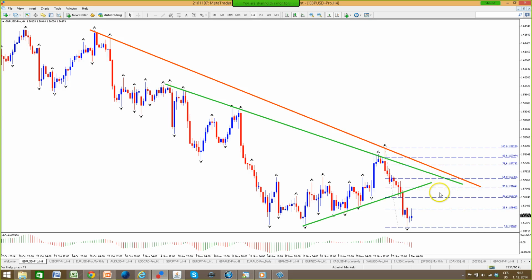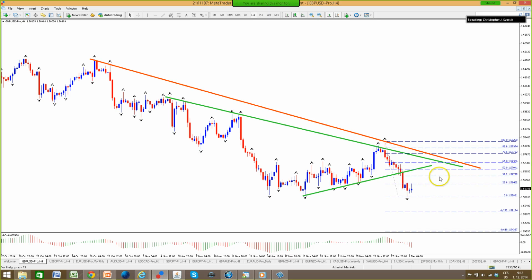Now, what if price doesn't get into my zone? What if price doesn't get into the 50 to 61.8 fib, but just only goes to the 38.2 or the 23.6 and keeps falling?